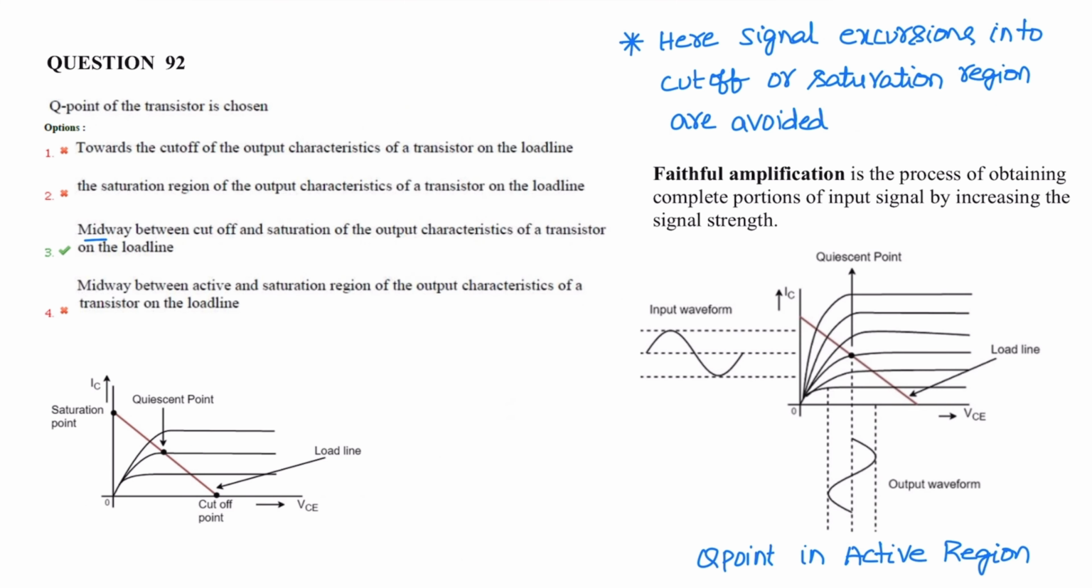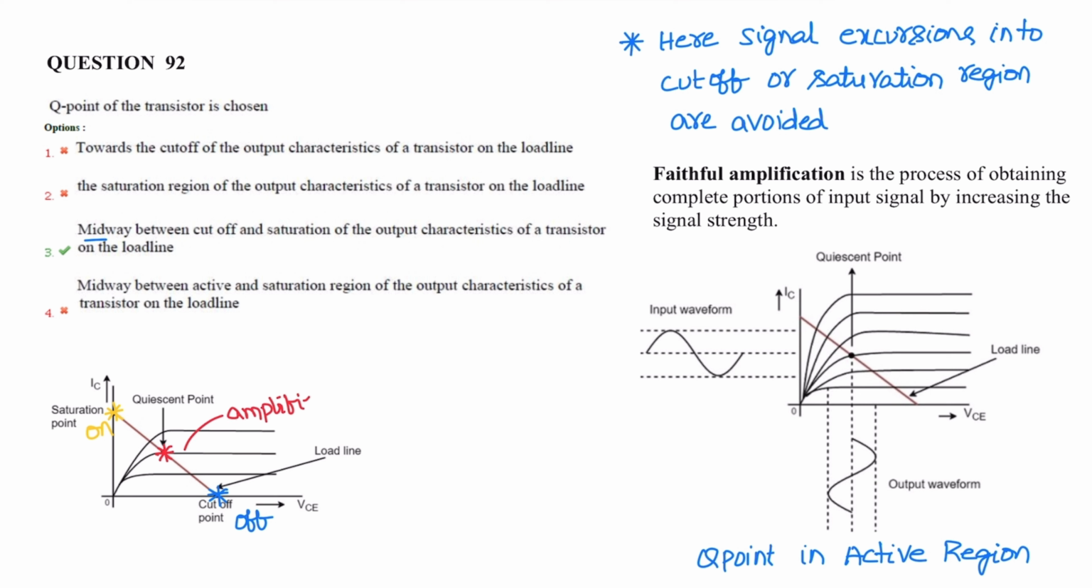Question number 92. The Q point of transistor is chosen. So generally, the Q point of transistor might be in cutoff region, might be in active region, or it will be in saturation region. If Q point of transistor is in cutoff region, then the transistor is said to be off. If the Q point of transistor is in saturation region, the transistor is said to be in on state. If the Q point of transistor is in active region, then the transistor acts like an amplifier.